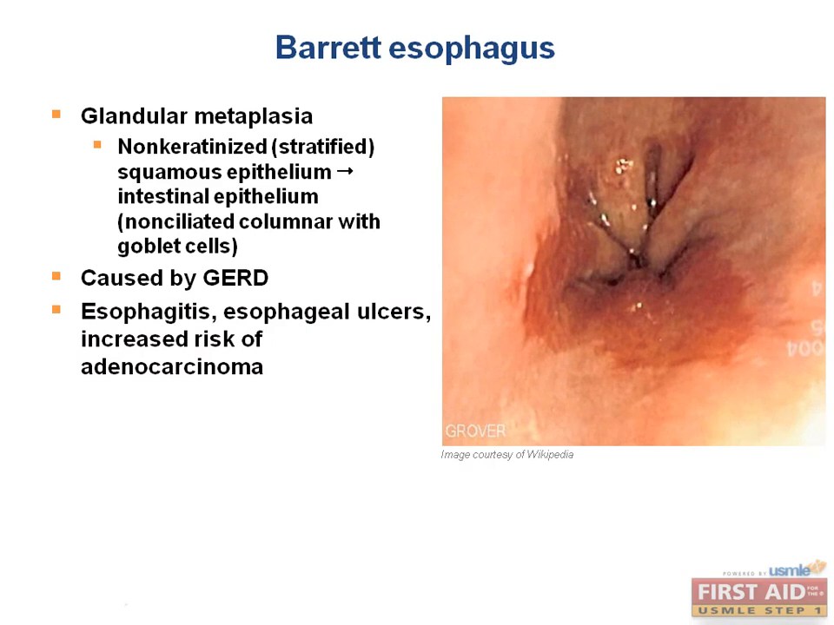This is associated with esophagitis and ulcers and an increased risk of esophageal adenocarcinoma. Here again, you can see this border differential between the normal epithelium and the exposed epithelium, which has undergone metaplasia.